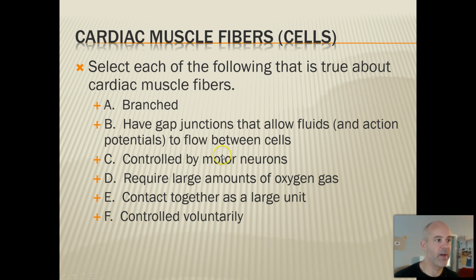Okay, they're not controlled by the motor neurons that stimulate contractions in skeletal muscles. Do they require large amounts of oxygen gas? Absolutely. Yes, your cardiac muscle fibers consume tons of oxygen gas because they've got to make lots of ATP to power all this contraction they have to do.